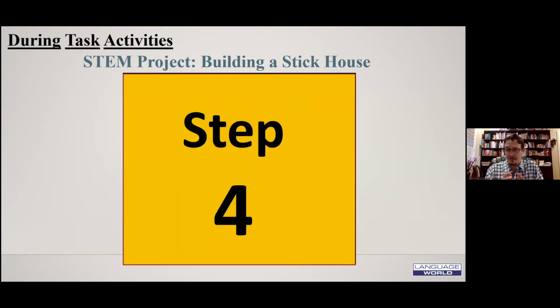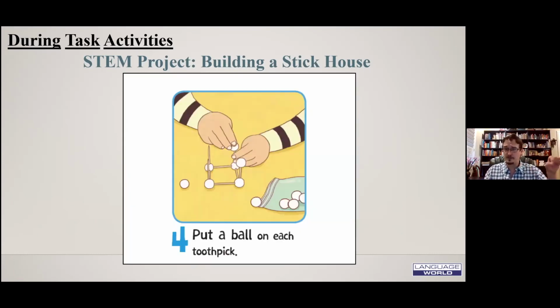We do have 8 steps, so I'm going to move a little more quickly. Step 4, put a ball on each toothpick. Put a marshmallow on each toothpick. So you've put them upright. Now you need to put a marshmallow on each of the toothpicks. I don't want to show them the picture yet, because if I show them the picture now, they'll just copy it. We want them to listen, understand, and then do. If they don't understand what they're listening to, you'll know when you look at their project. So is this what you got? Put a marshmallow or a styrofoam ball on each end.